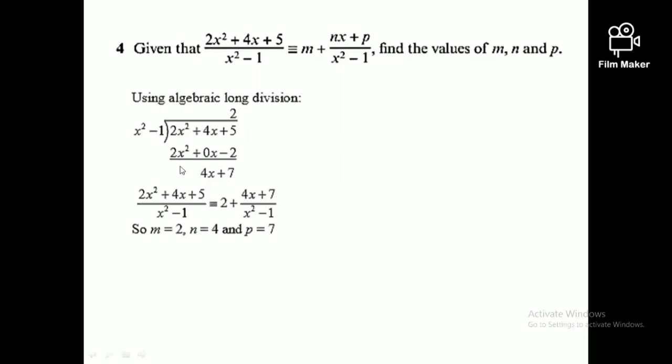Then you get a clear idea over here, right? Then you can say 2x squared minus 2. If you subtract, it is 0. 4x minus 0x is 4x. 5 minus minus 2 is plus 7. 5 minus minus 2, that is what? So after that you cannot divide because here the power is high. So the final answer is 2. It's a complete portion. Remainder is 4x plus 7 over x squared minus 1. With that you can get this constant, right?